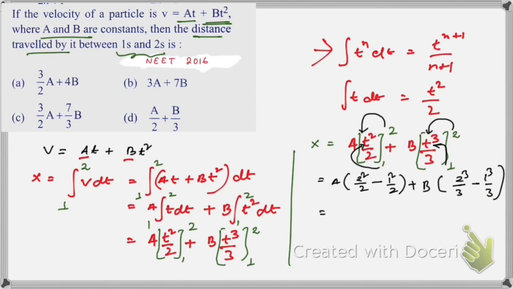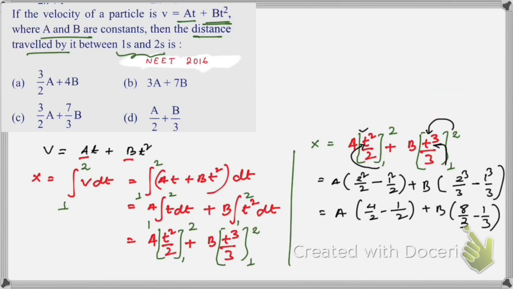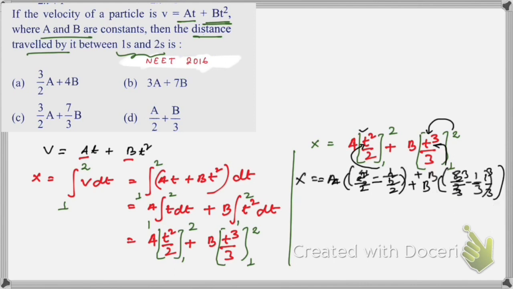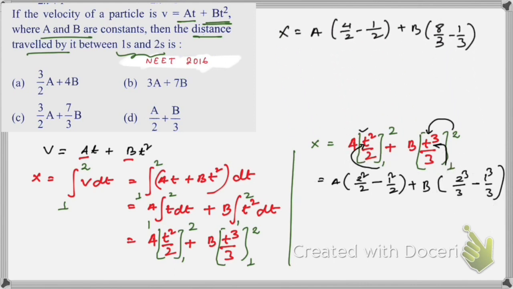So if you simplify this, here it's going to be a into 4 by 2 minus 1 by 2 plus b into 8 by 3 minus 1 by 3. That's what we will get, right? So let me clean these things. Now you see, this is x, what we have got. So let's evaluate this.